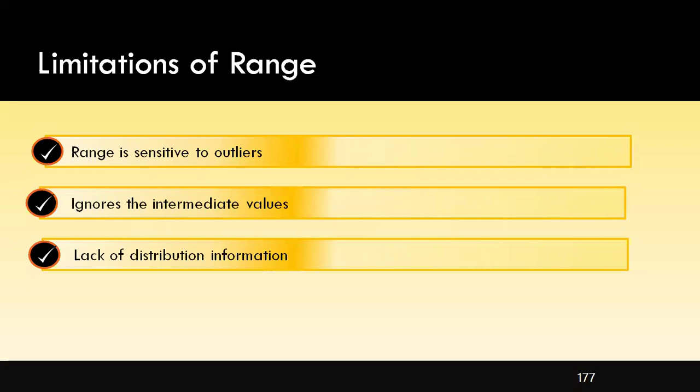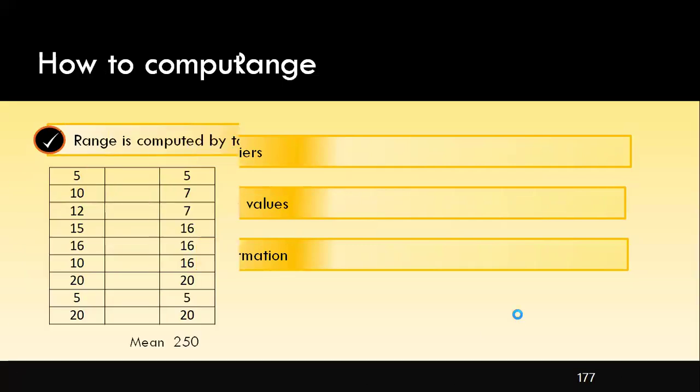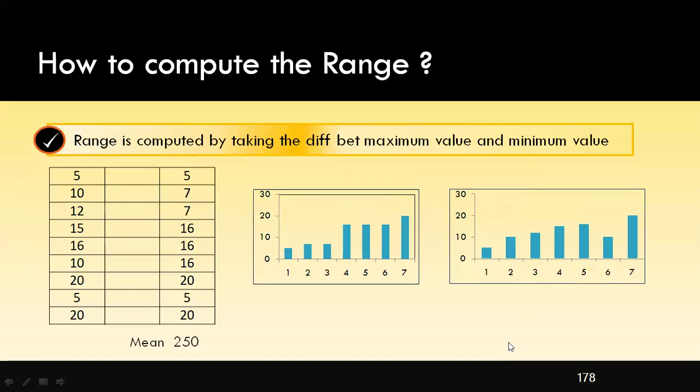Next one is the lack of distribution information. Here there is no distribution. Only when you plot all the data will you get to know the distribution. There is no distribution information you can get from the range. So this is a limitation of the range.